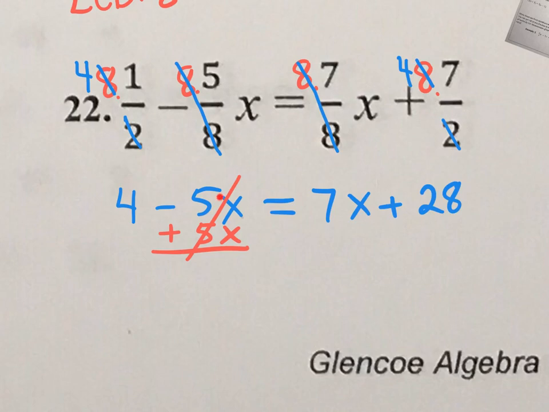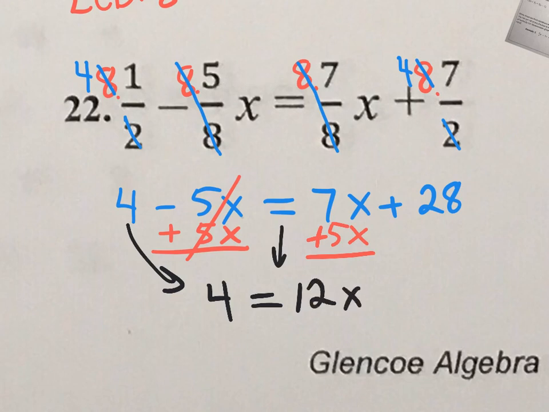So if I added 5x over here, I need to add 5x over here. Plus 5x. So what do we have left on this equation? We have the 4 that came down. The equal sign comes down. 4 equals 7 plus 5 is 12. And we are talking about x's plus 28. That comes down as well.